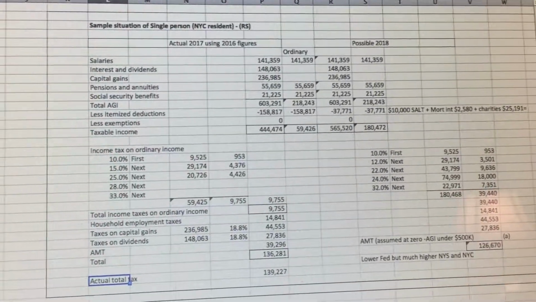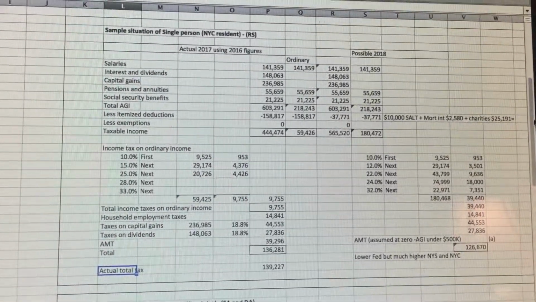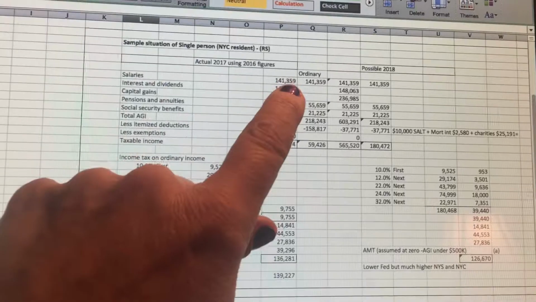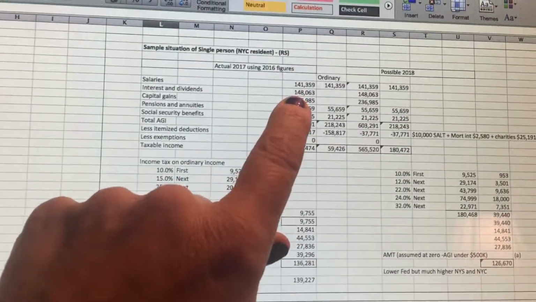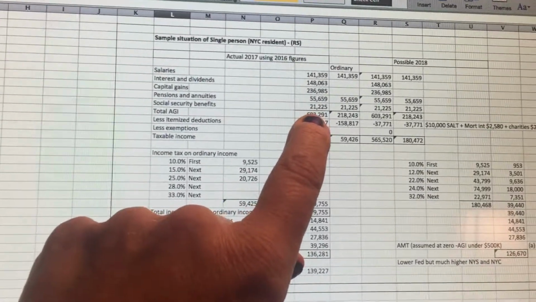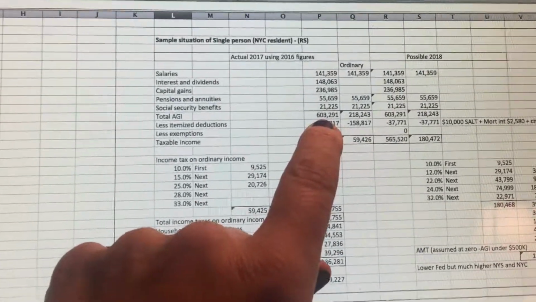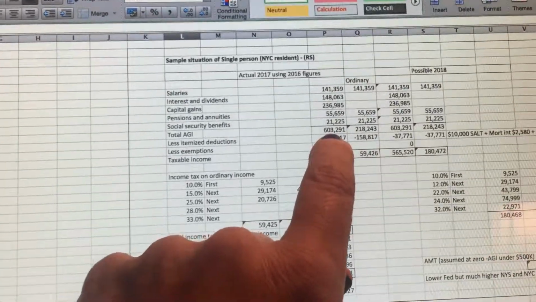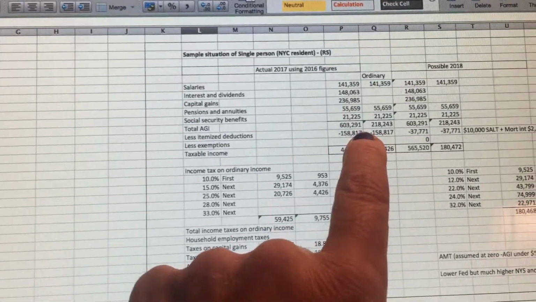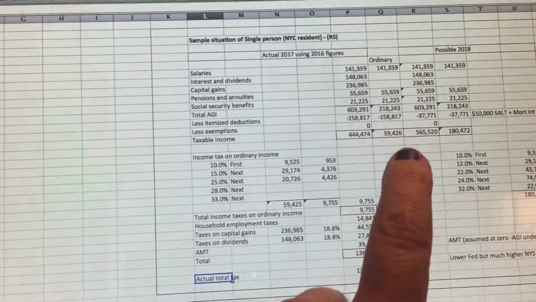Also, here's another case. This one is for a New York City resident who will pay more in state and city taxes, but in a much different income category. This person has a salary from a deferred comp kind of plan, and interest, dividends, capital gains, pensions and annuities, Social Security, for adjusted gross income of $603,000. So some of that is ordinary income. That was the first thing I needed to do, was separate what was taxed at higher rates and what was taxed at lower rates, namely capital gains and dividend income.